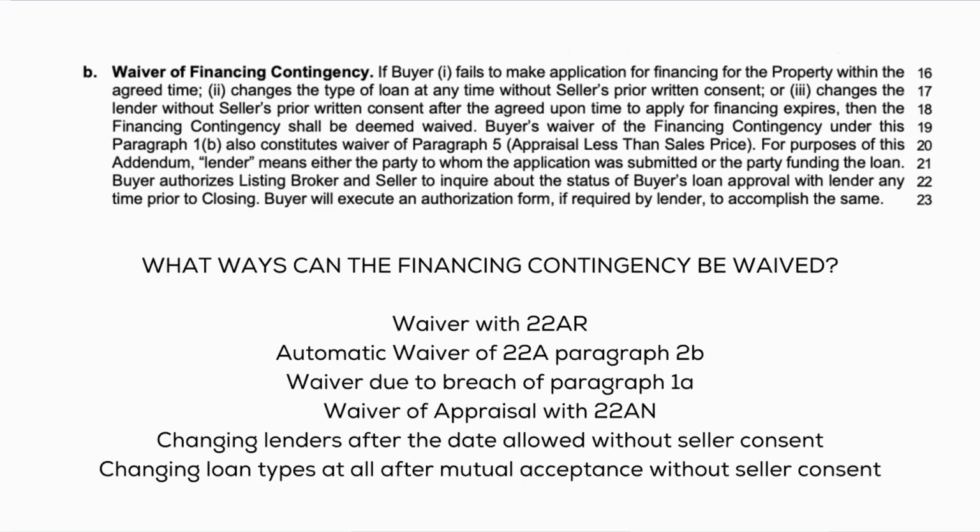There could be a waiver of the contingency based on a breach. So if they have failed to do one of the items above, it will be an automatic waiver of this protection. If an appraisal comes in low and they choose to proceed, there is a waiver of financing. And again, if they change lenders after the date allowed without consent, or at any time along the way change the loan type without consent.